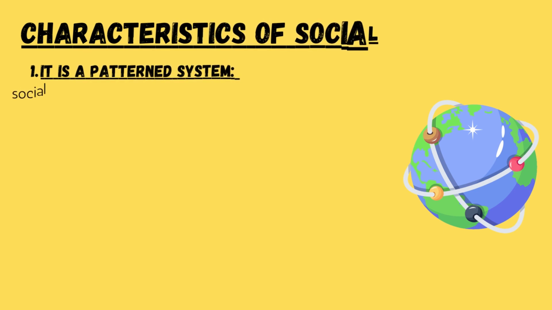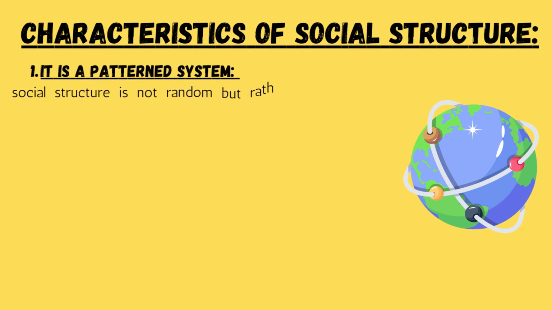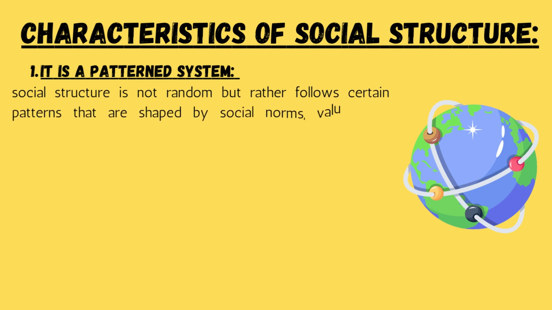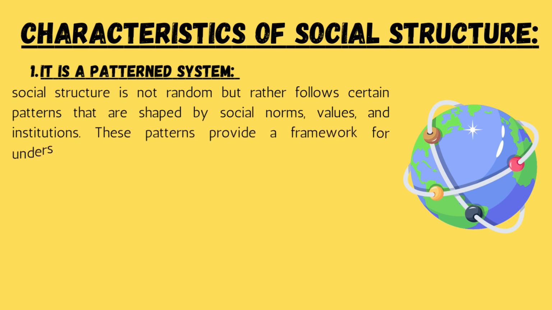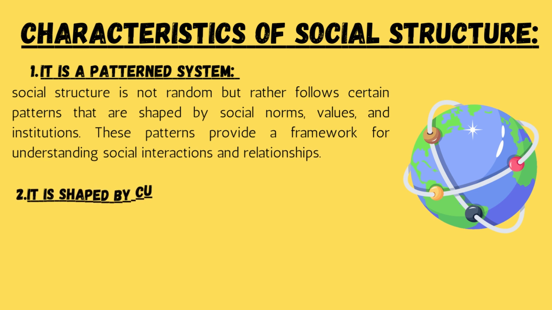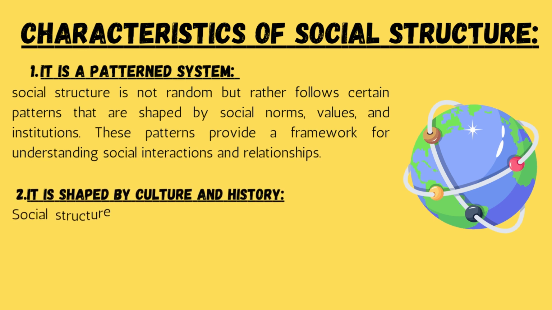Characteristics of social structure. Number 1. It is a pattern system. Social structure is not random but rather follows certain patterns that are shaped by social norms, values and institutions. These patterns provide a framework for understanding social interactions and relationships.